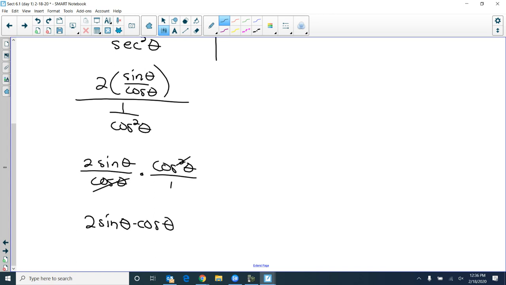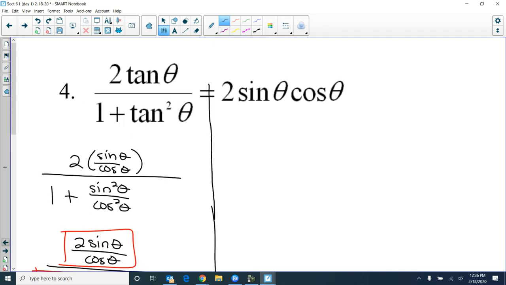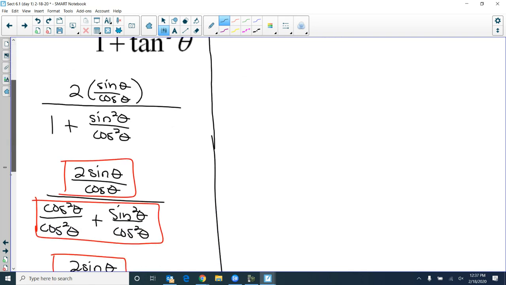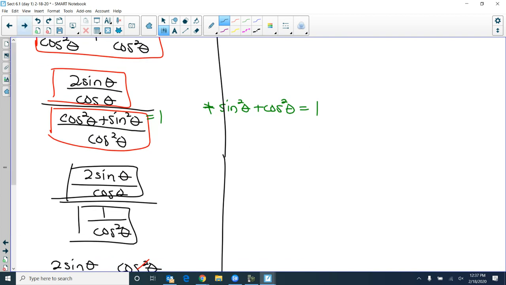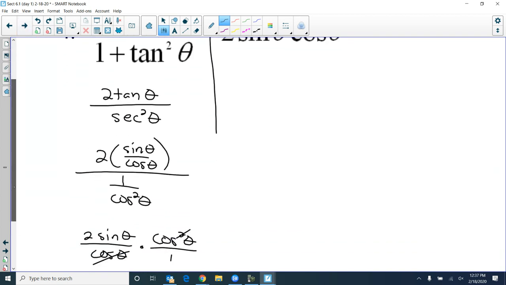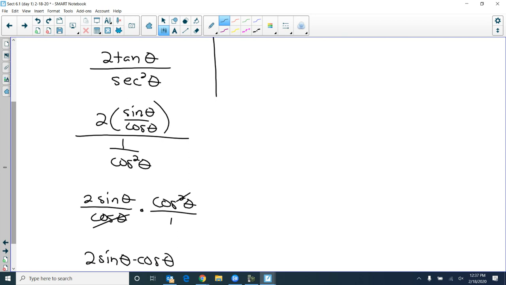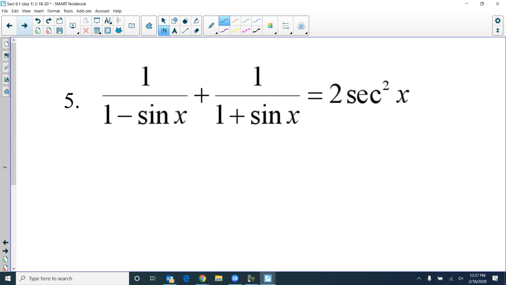Was that easier? Probably. But here's the thing. If you don't recognize that, I'm going to tell you probably about 80% of you will do this first. 80% of you will convert to sines and cosines and go through those steps. 20% of you will see that. Doesn't mean one's better than the other, it just means one's maybe a little bit shorter than the other. All right, I want to do one more.